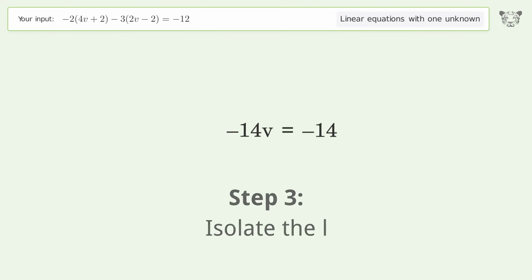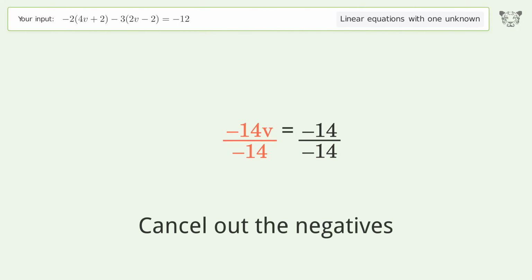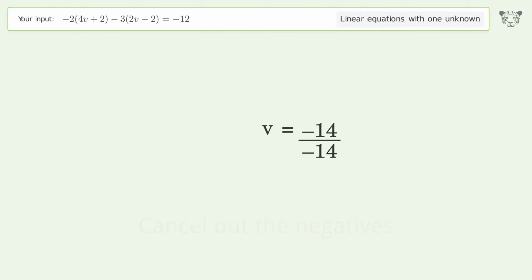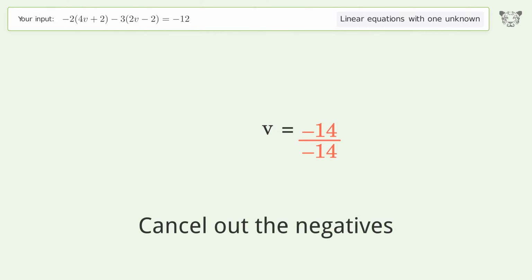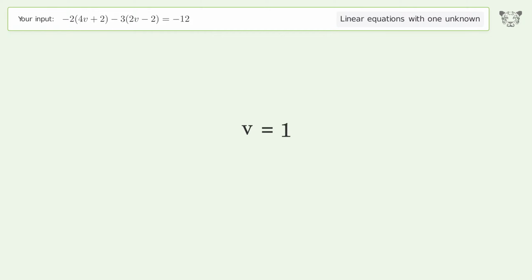Isolate the v. Divide both sides by -14. Cancel out the negatives. Simplify the fraction. Cancel out the negatives. Simplify the fraction. And so the final result is v equals 1.